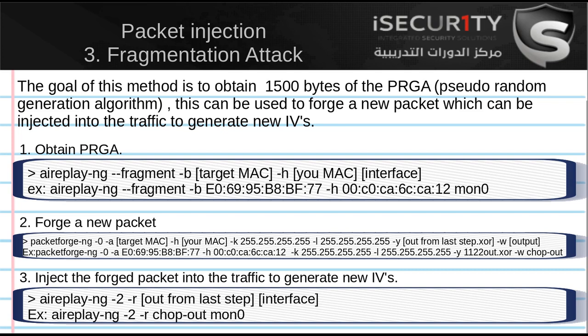So again, after we obtain the PRGA, we can use it to forge a new packet, and then we're going to inject this new forged packet into the traffic to increase the number of IVs very quickly. So the concept is very simple. We're going to capture a packet, determine its PRGA, forge a new packet, and then inject that packet into the air. So let's see how we can do this.